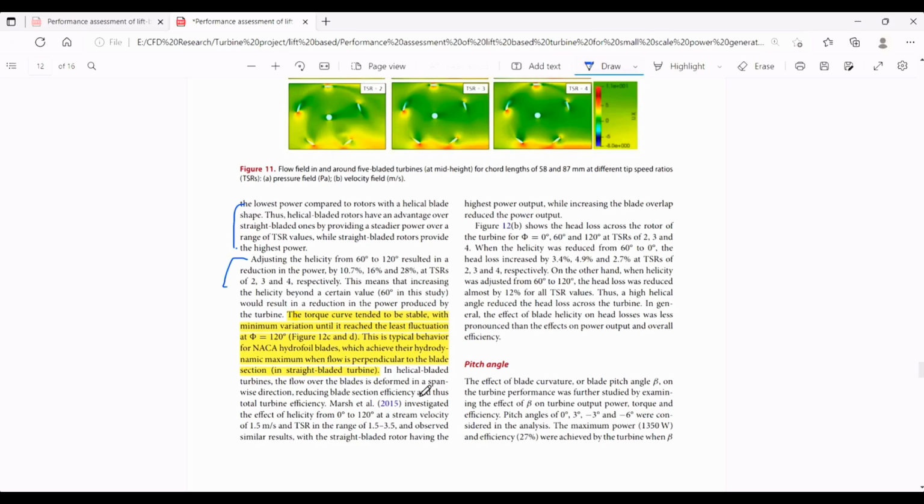So it is unsuitable to increase the helicity beyond 60 degrees, and as shown in the graphs, the torque curves tend to be more stable until the minimum variation is reached at a helicity of 120 degrees. This is typically due to the characteristics of the NACA hydrofoil blades, which achieve their hydrodynamic maximum when flow is perpendicular to the blade section in a straight bladed turbine.